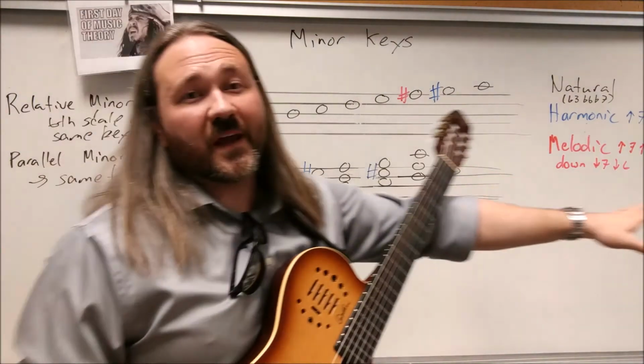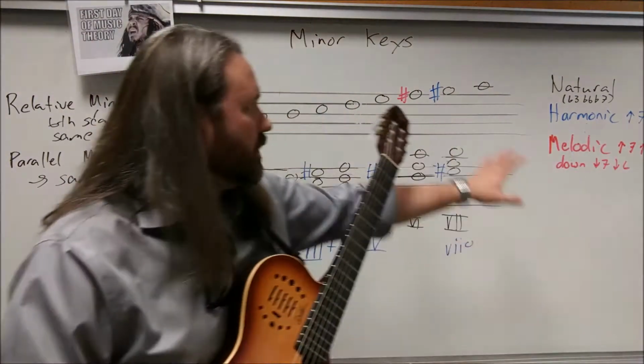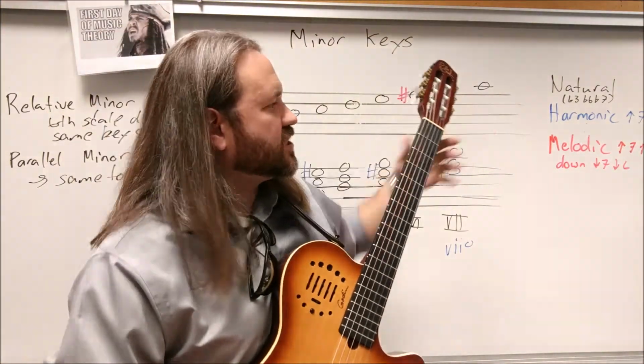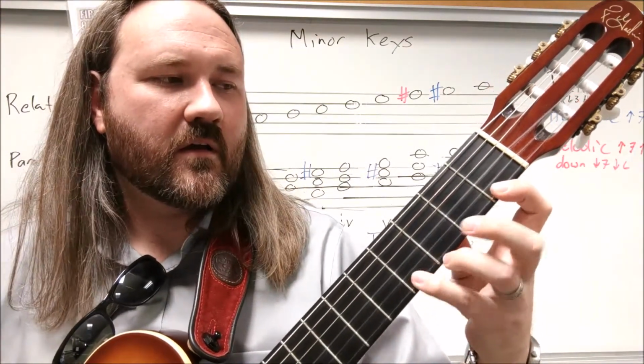Now we call it melodic because it's usually used to avoid something very, very particular that happens when you create a harmonic minor scale. And that is, there's a gap between an F and a G sharp. And you can see it right here. It's a step and a half.